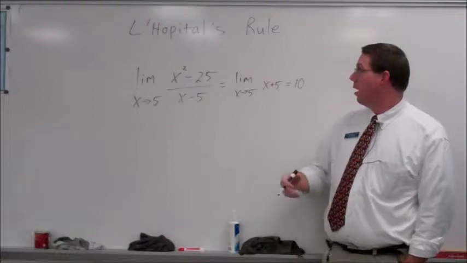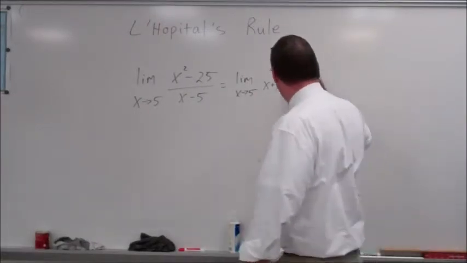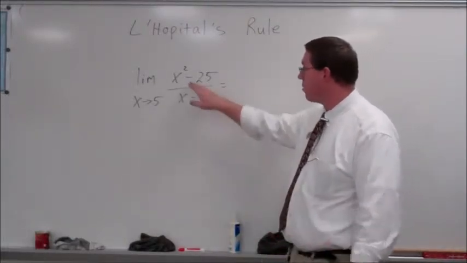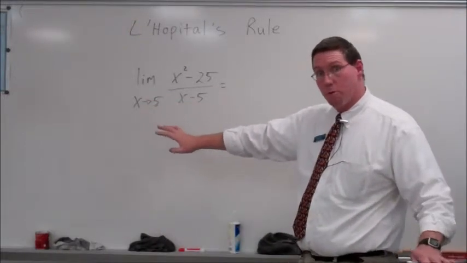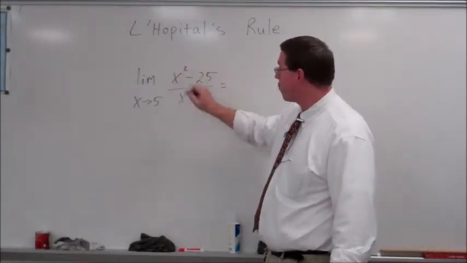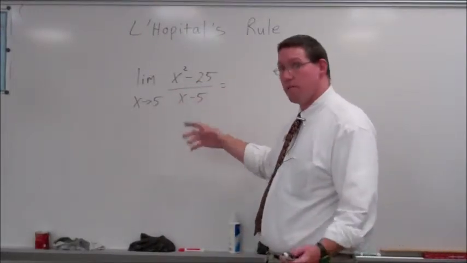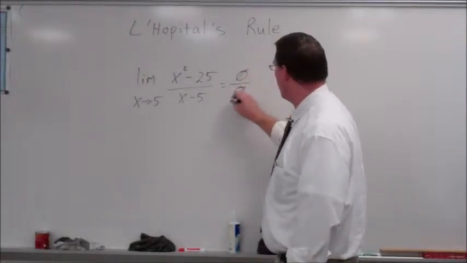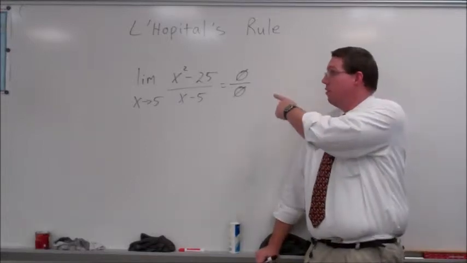Okay, so you've done a bunch of these, so we know that the answer is 10, but we also know that before we do the algebraic manipulation, this is an indeterminate form. If we do the first thing we're supposed to do, plug the 5 in, 5 squared is 25, minus 25 is 0. 5 minus 5 is 0. So we get 0 over 0. And here is the important part. This is an indeterminate form.